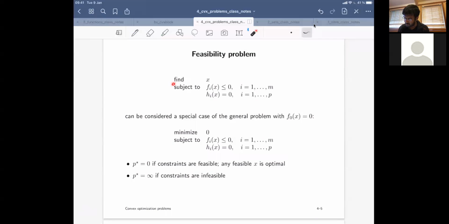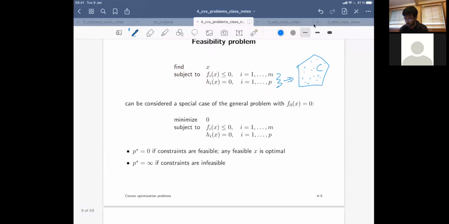So here, instead of minimizing, just find x such that these constraints are satisfied. If you have a set, let's say this is the set corresponding to this constraint, what I'm asking in this problem is just to find the values of x which satisfy this constraint. That's all. We are not minimizing or maximizing anything. So this is called a feasibility problem.